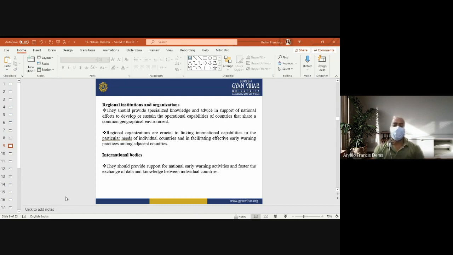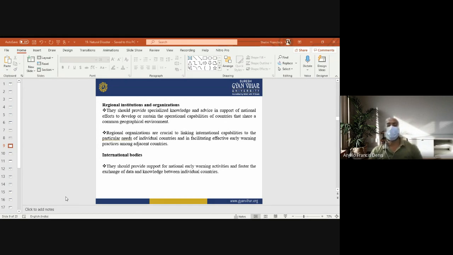So next one is international bodies. I have given the example of WHO, that is an international body. Similarly, there are a few international bodies working in the field of disaster management, like IPCC, that is the Intergovernmental Panel on Climate Change. These are international bodies which are working on disaster management as well as analyzing the impact of climate change and all. So they should provide support for national early warning activities and foster the exchange of data and knowledge between individual countries.